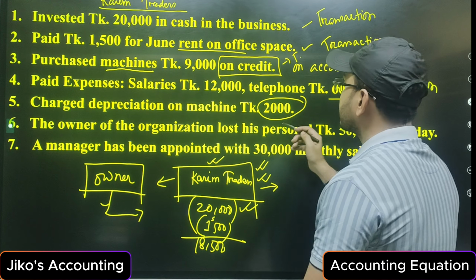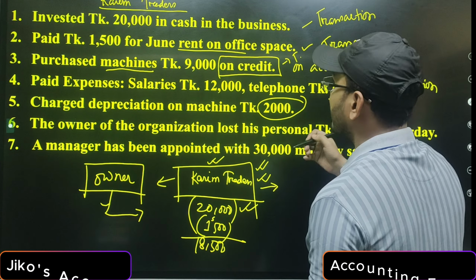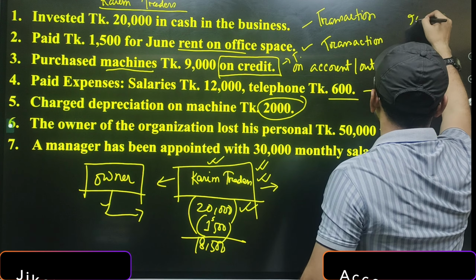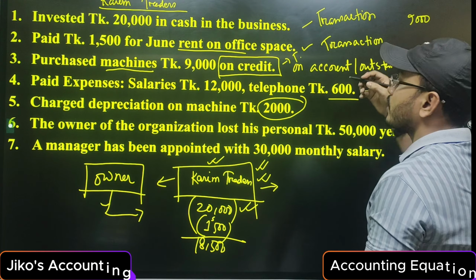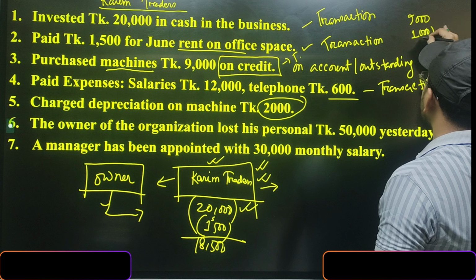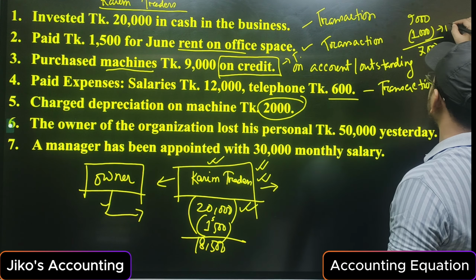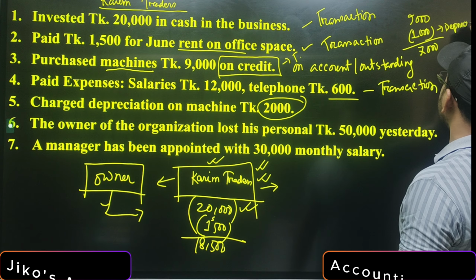Charged depreciation on machine taka 2,000. Okay, you can see here what is the purchase value of the machine, 9,000 taka. After one year, the machine causes a reduction of the amount, that is called depreciation. What do you mean by depreciation?